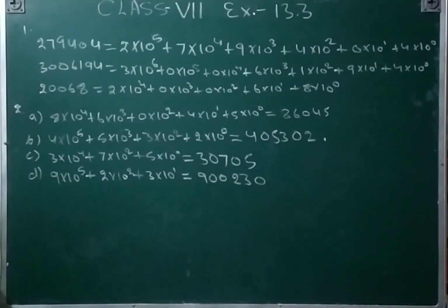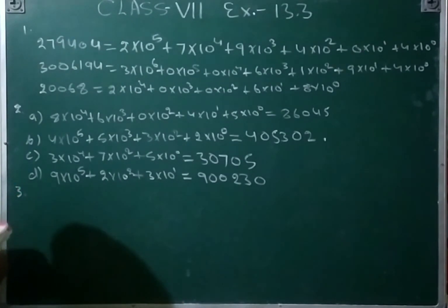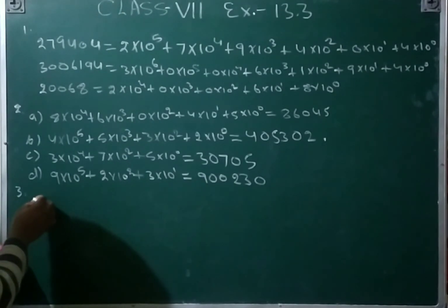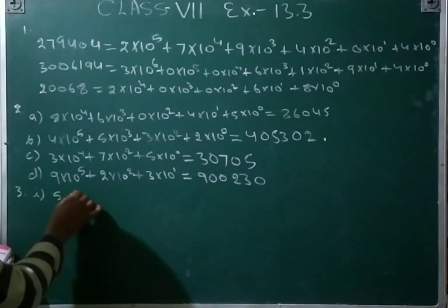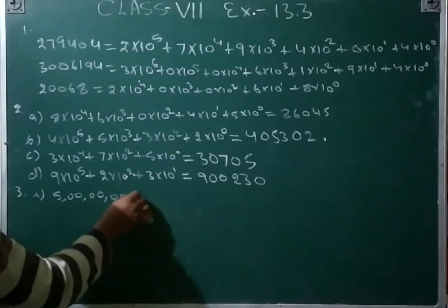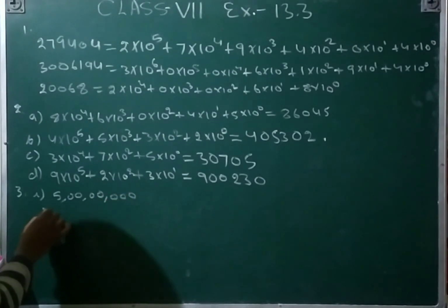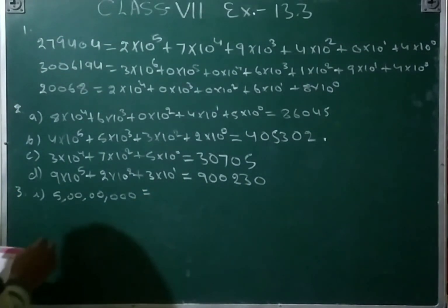Express the following number in standard form. Standard form, what is the standard form? This thing you will use in physics, science, especially in physics. That's the first part, 50000000. So in standard form, you can write it like this directly also.